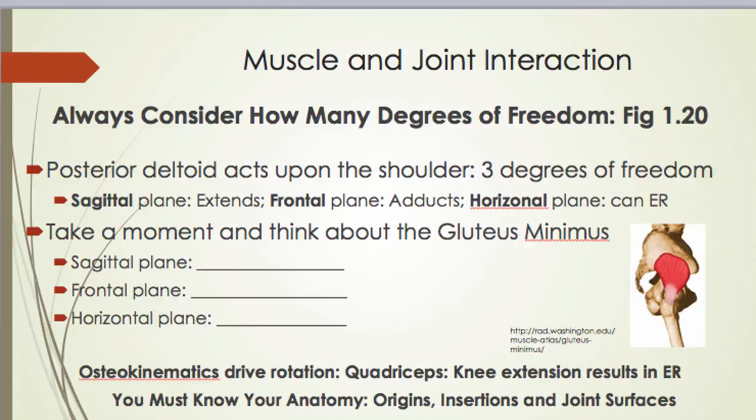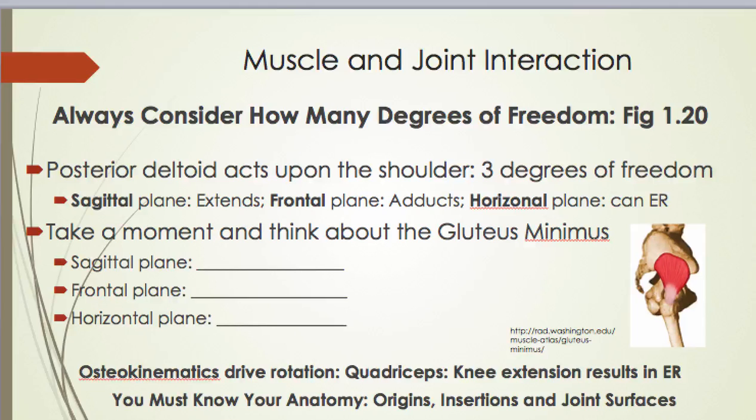So osteokinematics drive rotation. That's the whole point. With the quadriceps, when we complete an open chain knee extension, because of the joint surface morphology, we get a resultant small external rotation at the end range of knee extension. You can expose your knee and try that. Watch it as you go from 60 or 80 degrees of flexion. You extend the knee slowly. Watch what happens to the tibia at the end range. It goes into a little bit of external rotation.